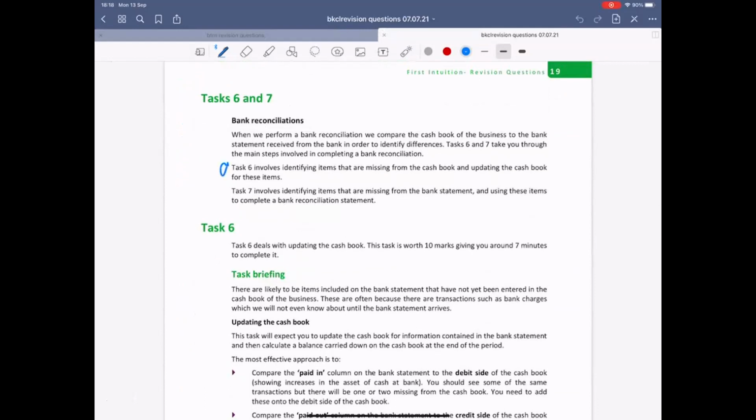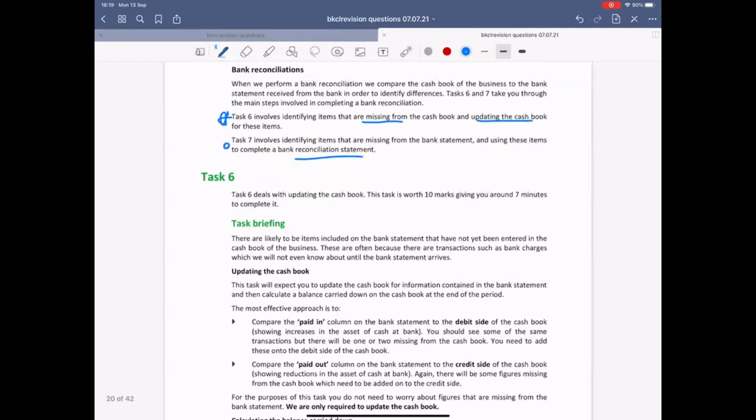With task 6, which is the one we're going to deal with tonight, it involves identifying items that are missing from the cash book and then updating it and balancing that cash book. With task 7, which we're going to do next week, and we'll tie it in with our bookkeeping transactions task where we deal with cash book entries, it will be actually identifying the missing items and then using them in the reconciliation statement. So remember, with task 6, you've got 10 marks available, giving you about 7 minutes to complete it.